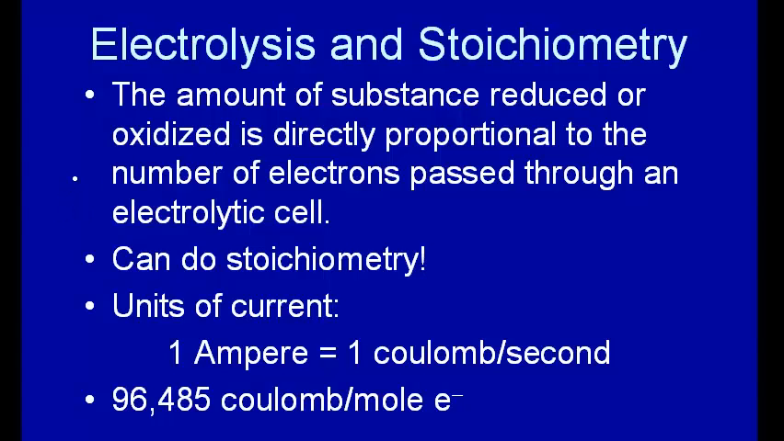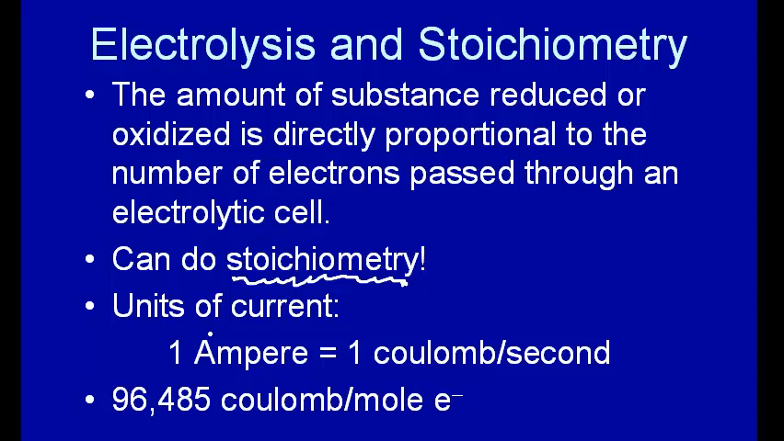Okay, in this section we're going to talk about electrolysis and stoichiometry. The idea here is that the amount of substance that you reduce or oxidize in an electrolysis cell is directly proportional to the number of electrons passed through the electrolytic cell. And if you have counting things like number of electrons, that means that you can do stoichiometry, just like we learned in Chemistry 107.